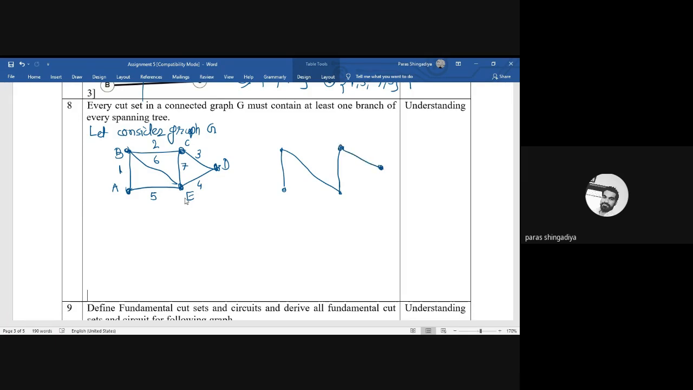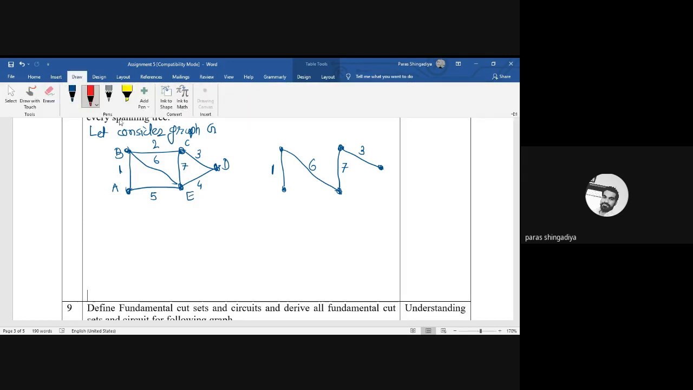Okay, so this is the spanning tree of this graph. I just deleted 3 edges, 2, 5, and 4, from this graph. And the remaining edges I have considered as they are here: 1 number, 6, 7, and 3. Clear? Total 7 edges I have there. 4 edges I consider and 3 edges I remove to make this graph a tree. So that is the spanning tree of this graph. Clear?